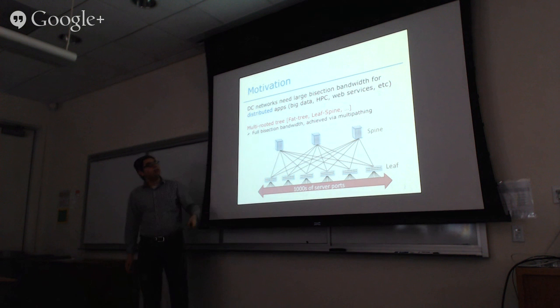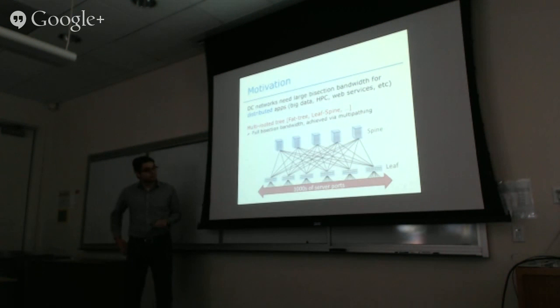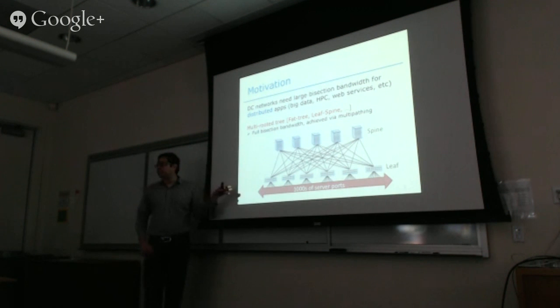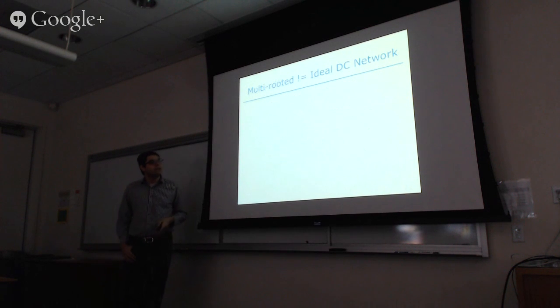So here, for instance, if I need more bandwidth, I can just go add a couple of spines, and I have a network with higher aggregate capacity. So this is great, and the industry is very much now deploying networks like this. But if we take a step back and think about this, this is not exactly what we want. A multi-rooted tree is not really the ideal data center network.